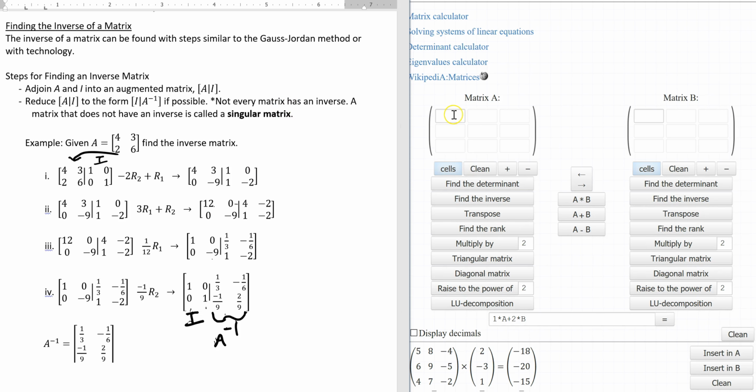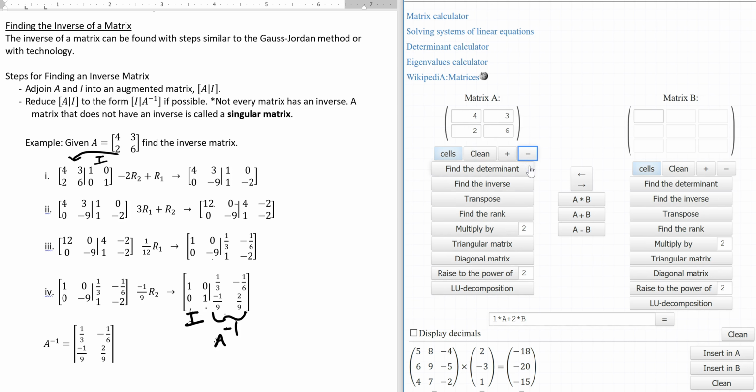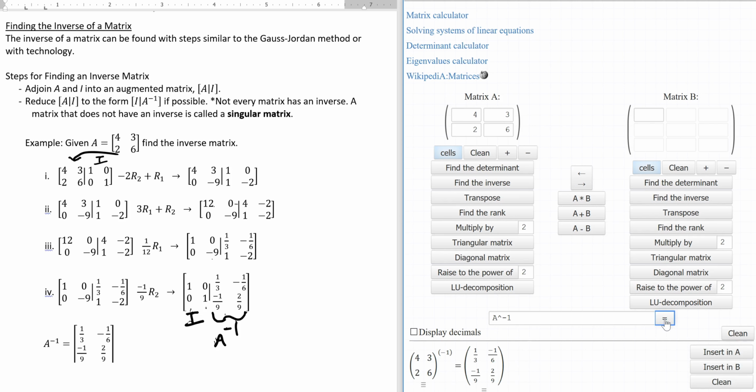With technology, we can also type in our original matrix, which was 4, 3, 2, and 6. I can tell it to find an inverse. Now the way to do that is either click the button find an inverse, or down below you can type A, because we're working with matrix A, and tell it that you want the power of -1, which is an inverse matrix. Now I'm on a slow network today, so let's see if it will process quickly. It did. So we can confirm with technology that the inverse matrix I have on my document is correct.